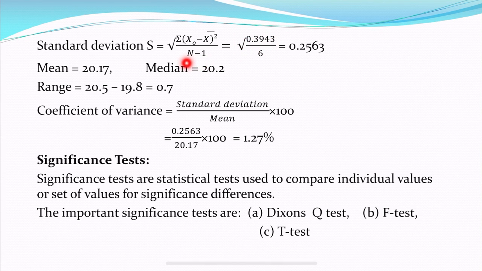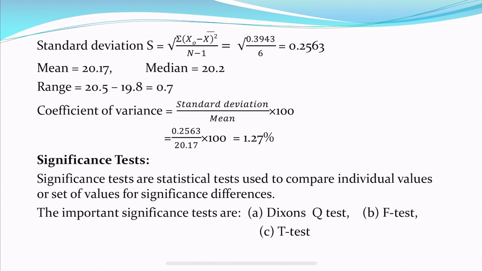N minus 1: n is the number of measurements made. So the number of measurements made is 7. 7 minus 1 is equal to 6. Calculate this, and this is the standard deviation. So I have calculated the standard deviation and the value is 0.2563.